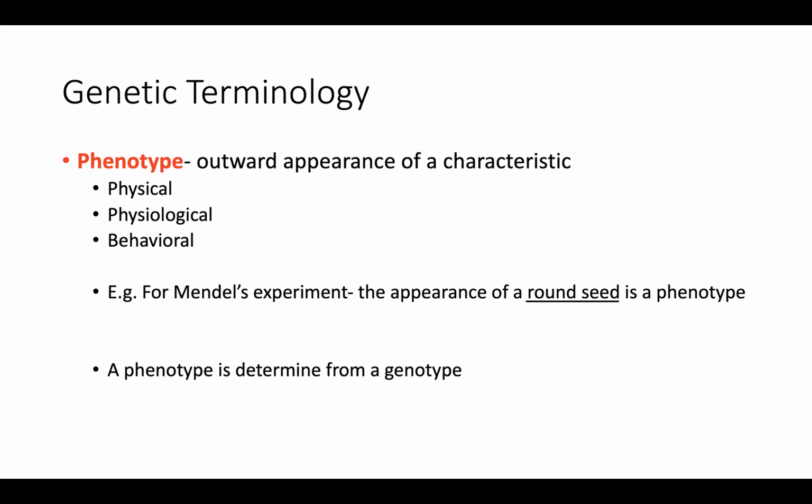So for Mendel's experiment that we were talking about with the pea plants, trying to predict what the seed shape would be, the appearance of a round seed, that physical shape, is the phenotype. Theoretically speaking, your phenotype is determined from your genotype. So what you look like physically is in theory determined by your genes, your genotype. Now, there are exceptions.